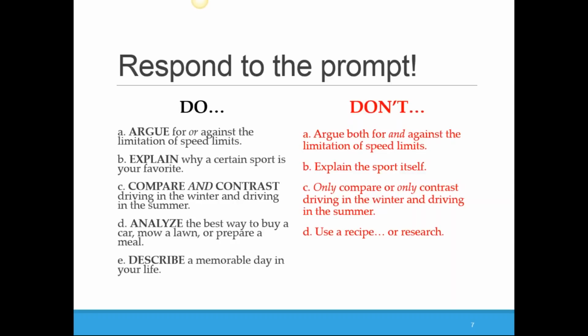Then part E, do describe a memorable day of your life. Do not choose more than one day or offer an overview of the day. When you're describing a memorable day, you're picking just one day and you're going to discuss it in detail. You're going to tell us what happened. Don't simply just provide an overview, but go into detail and be specific. You're describing your most memorable day.